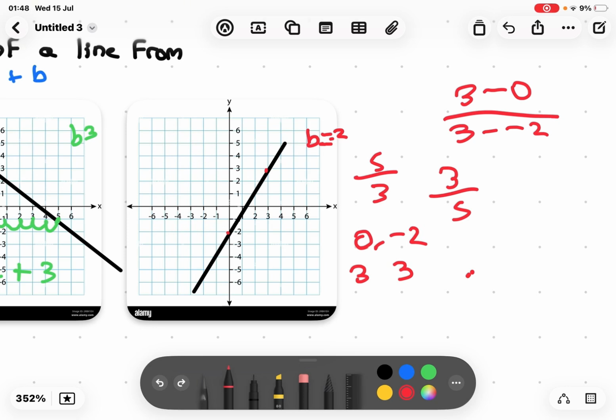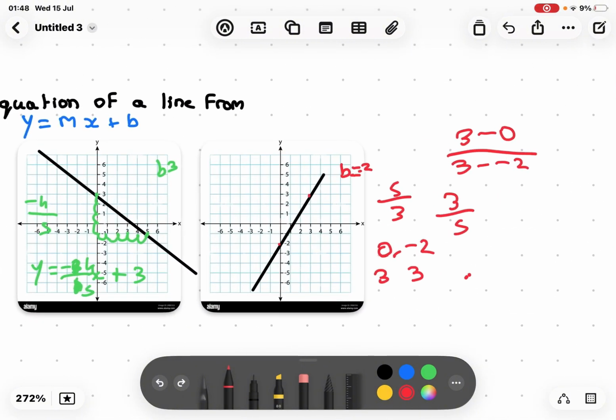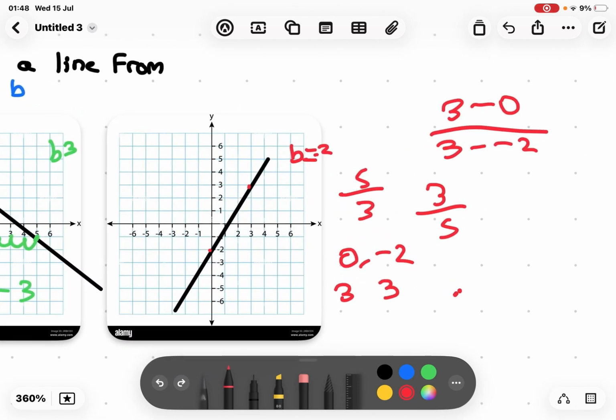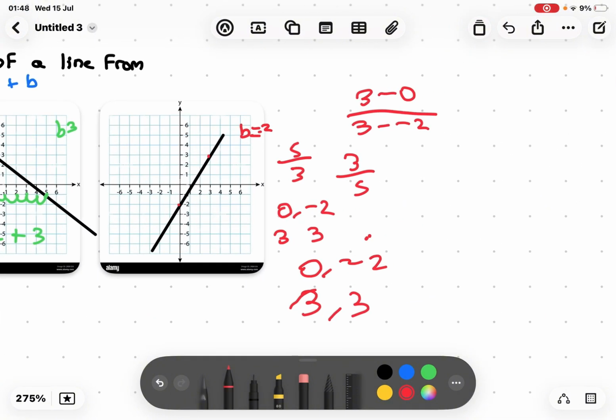Hey, basically right now I'm working with graphs, revising how to find the equation of a line from a graph. The points that I chose are 0 and -2. And then the other point is 3 and 3. And the gradient for this kind of calculation is 3 over 5.